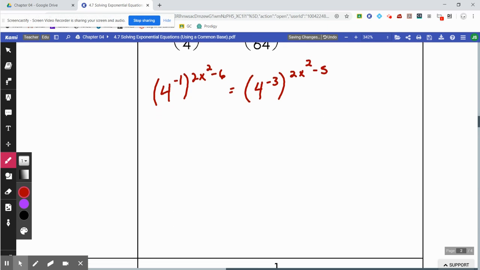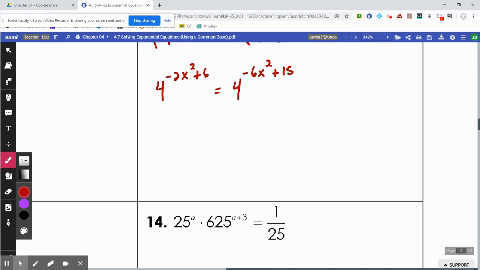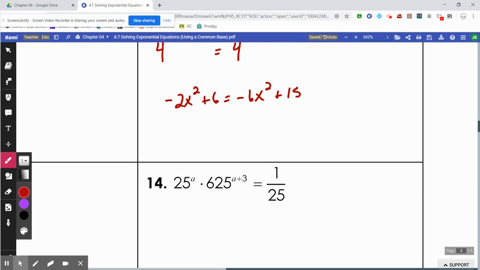Powers to powers, let's multiply, so that's going to be 4 to the negative 2x squared plus 6 equals 4 to the negative 6x squared plus 15. Now I can set the powers equal to each other. Negative 2x squared plus 6 equals negative 6x squared plus 15. I do want to point out that there's no x term. There's only an x squared term, so we can solve this one by simply taking a square root.